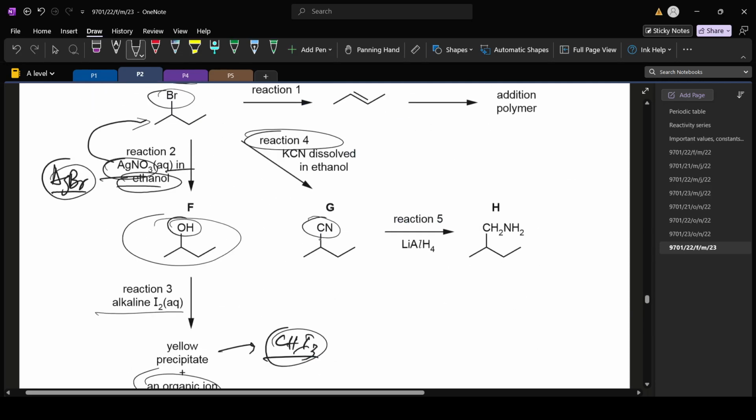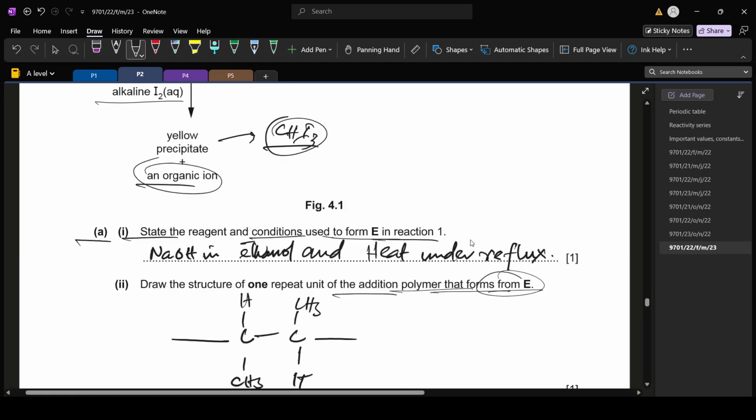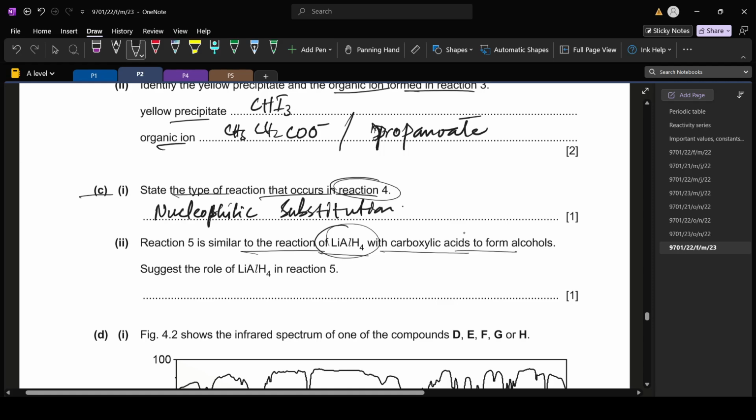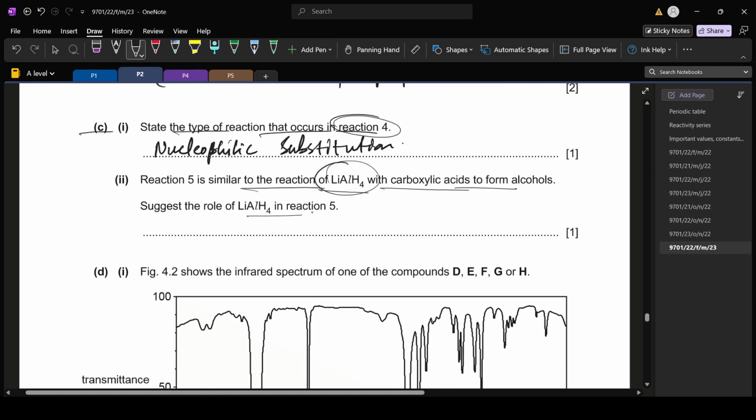Now reaction 5 is similar to the reaction of LiAlH4 with carboxylic acids to form alcohols. This is reaction 5. This CN is changed into this amine group. Now suggest the role of LiAlH4 in this reaction. So it's actually a reducing agent.